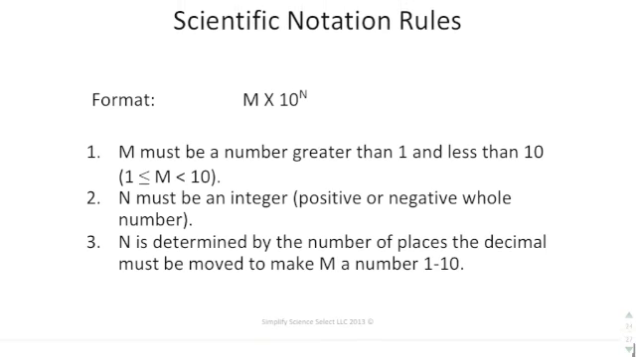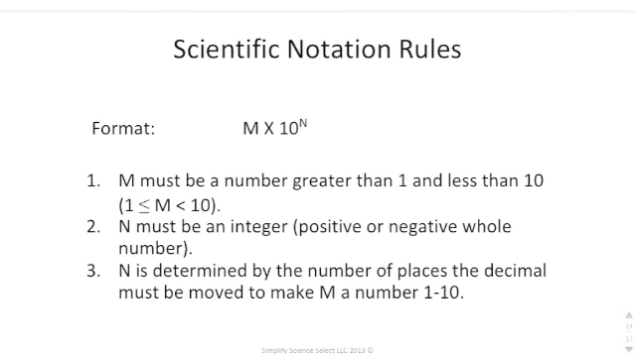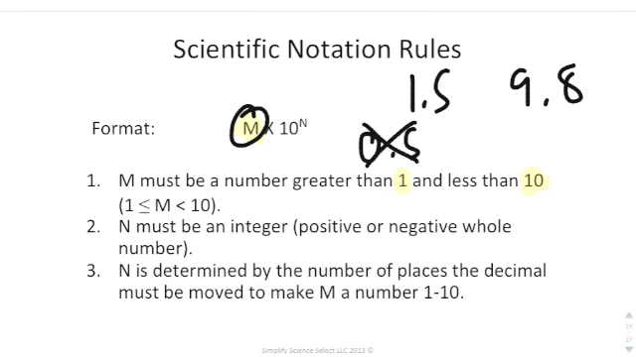When we're looking at scientific notation rules, the format is that M must be a number greater than 1 and less than 10. Basically what this means is this M number, the variable that goes in front, you can have it be 1.5. You can have it be 9.8. But you can't have it be 0.5. That's not between 1 and 10, and you can't have it as 10.1 because that's above it. It has to be somewhere between 1 and right around 9.99, and so on.